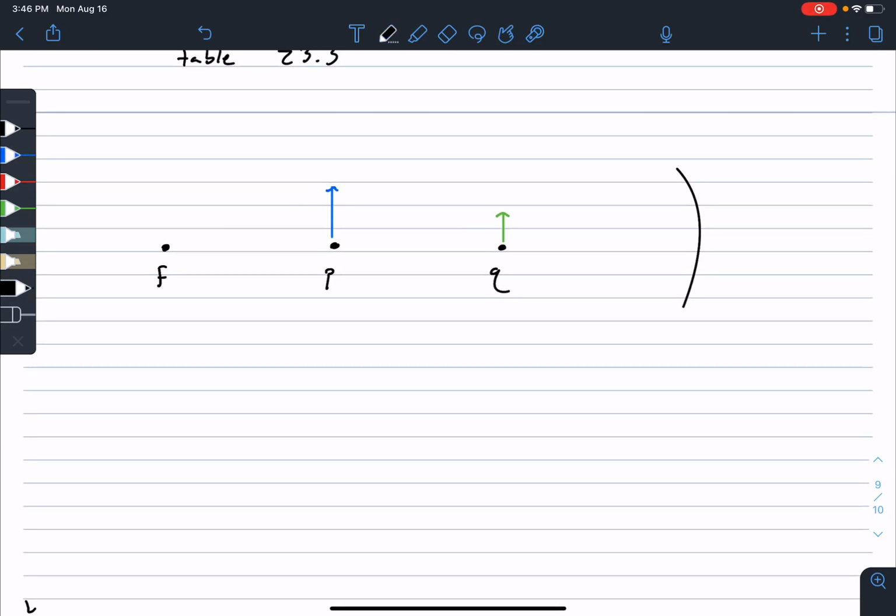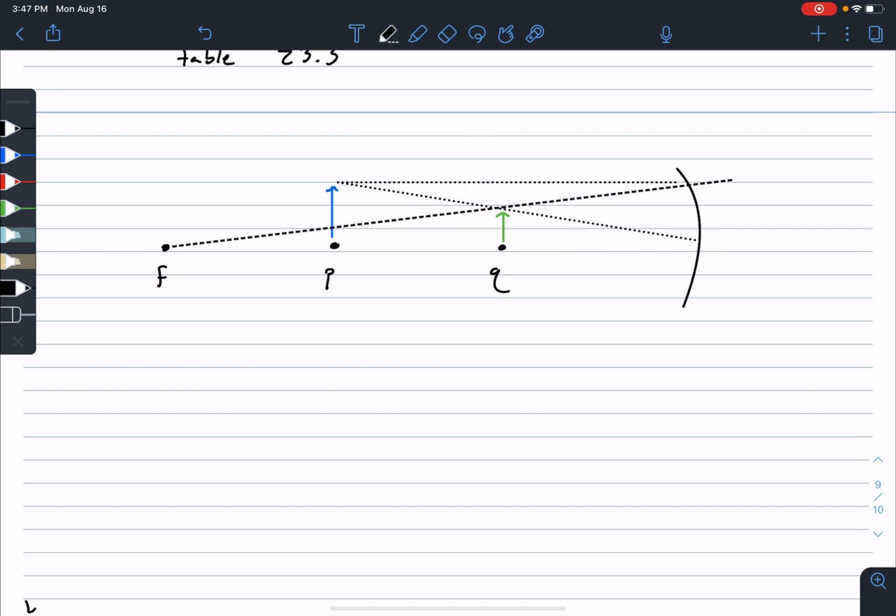Okay, so now we're going to draw our ray diagram. So let's say this is going to go that way, and then also it's going to intersect here like this. And then we have our focal length. Okay, so this is what our ray diagram would look like. I think that should do it. Right, we have the image, we have the object, and we have our focal point. Okay, good. Next problem.